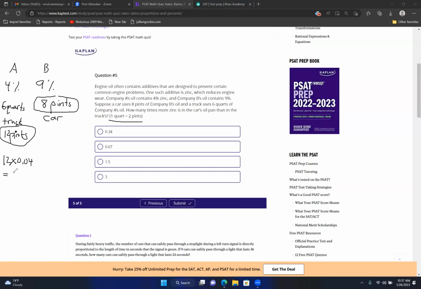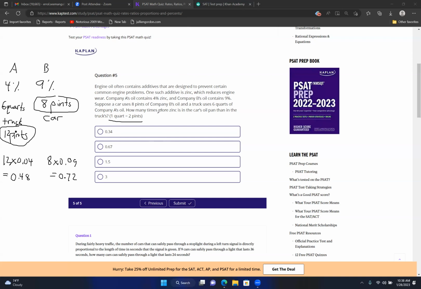0.3... 0.48. Oh yeah, I can't even multiply. Yeah, 0.048. Yep. And then this one, do your 8 times 0.09. What's that? 0.72. Yeah, 0.72. All right. So now you compare these two numbers right here.